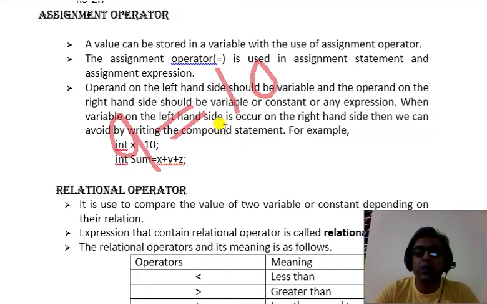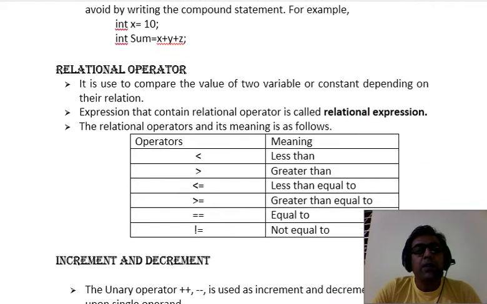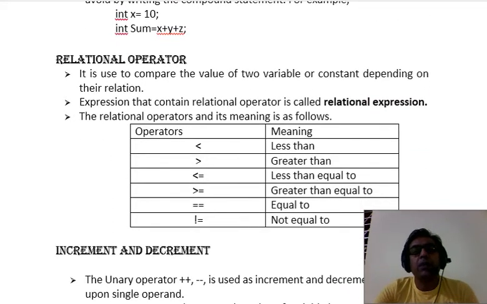Now next is the relational operator. When we are talking about programming, in programming we have to perform various calculations. Many times we also want to compare numbers, and to compare these numbers we have to use different types of symbols. Those are called relational operators. The relational operators and their meanings are given in this chart.